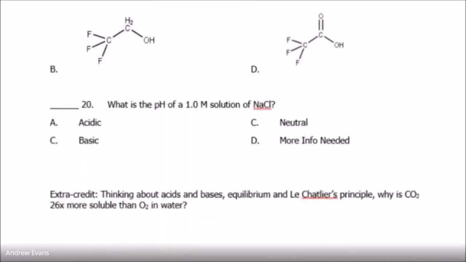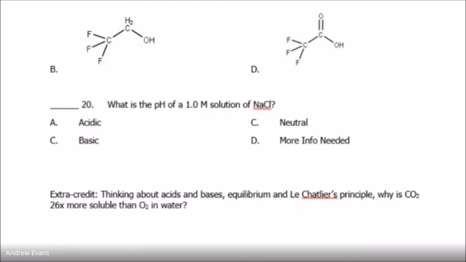Question 20. What is the pH of a 1 molar solution of sodium chloride? Well, sodium comes from sodium hydroxide, a strong base. Chloride comes from hydrochloric acid, a strong acid. Sodium chloride is just going to be a salt. We would expect it to be neutral. You may not find that to be such the case in lab, but we should expect it to be neutral.